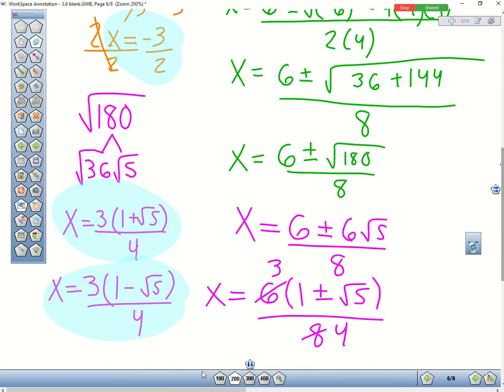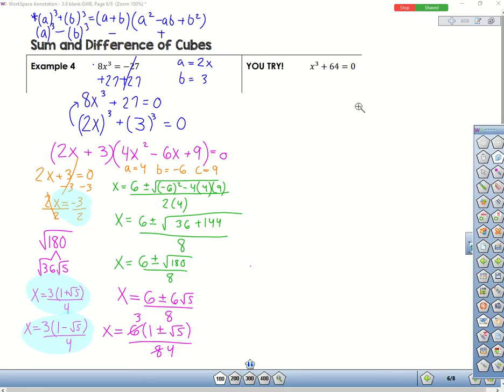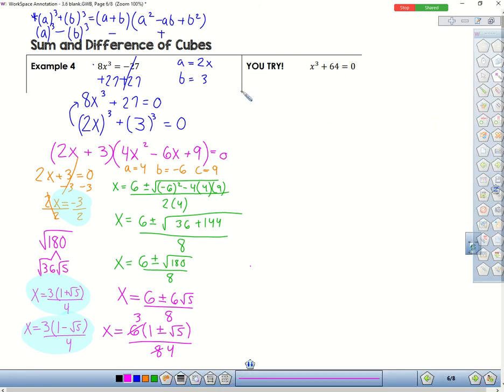So I'll zoom out so you can see this as the whole thing here. That's the whole procedure. We solved using quadratic formula because it was the only way we had to do so. And that's how we did it. Any questions on this part? Okay. So basically, when all else fails, use quadratic formula to factor a trinomial.